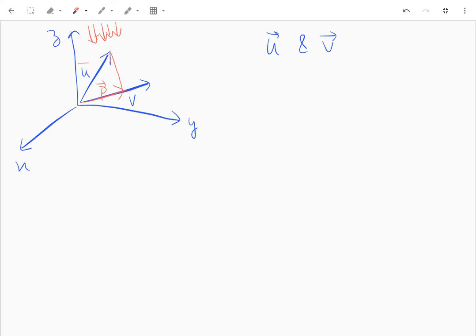It is a vector. These all are vectors, but I'll just avoid writing it. But in your notebook, you should write it. I always write it. So the projection of u on v is this vector p. So how do we evaluate this vector?